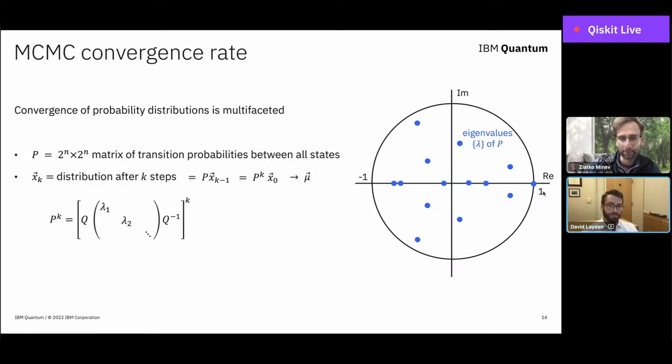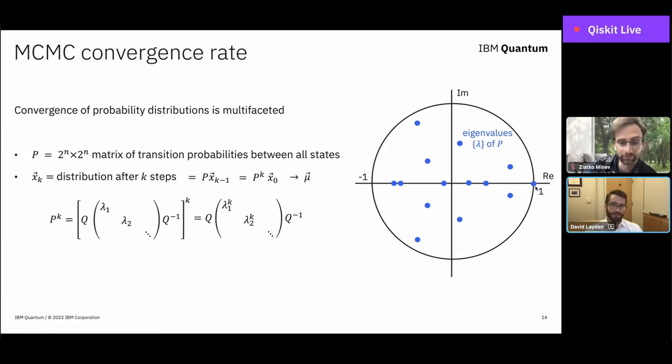And so if you expand out this expression, P to the power of k, you'll see that a bunch of the Qs and Q inverses cancel out. And really what's going on is that you're just taking powers of all the different eigenvalues. And so the eigenvalue that's equal to one will stay fixed, but all the other ones will get pulled in towards the origin. And that's one way of understanding MCMC convergence. And in fact, the rate at which every one of these eigenvalues gets pulled in, all these various rates, all describe some aspect of the overall convergence.